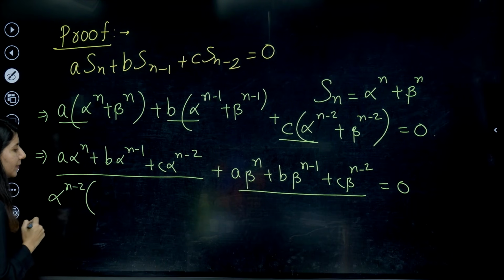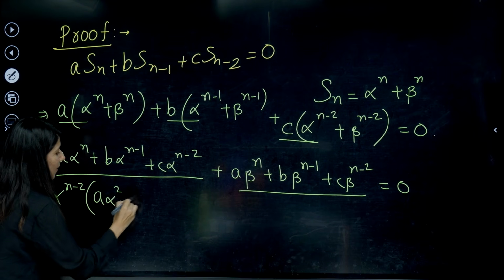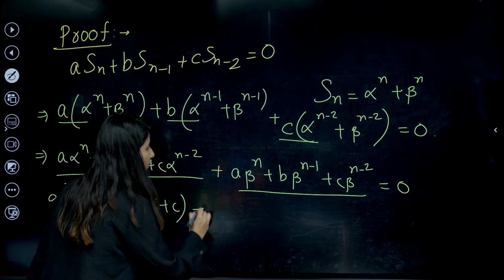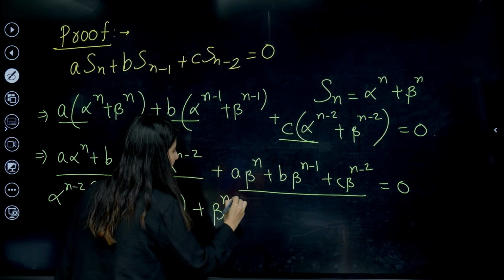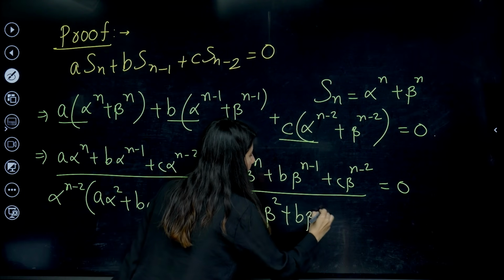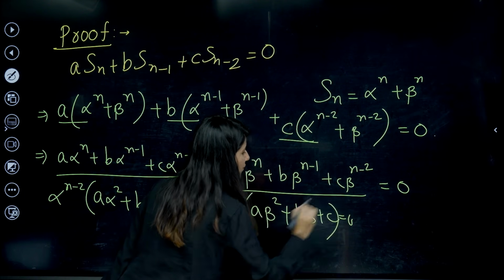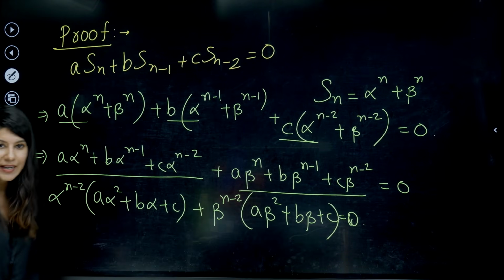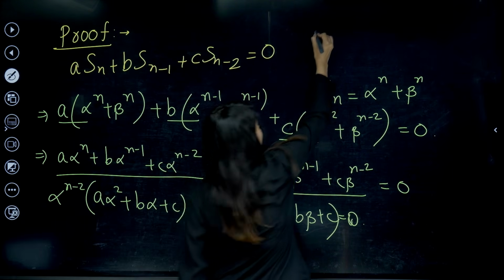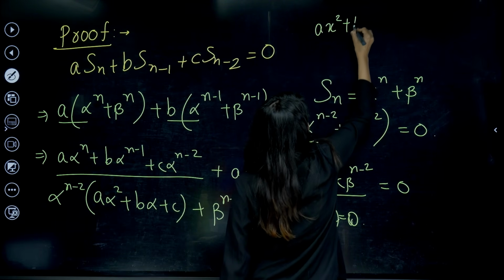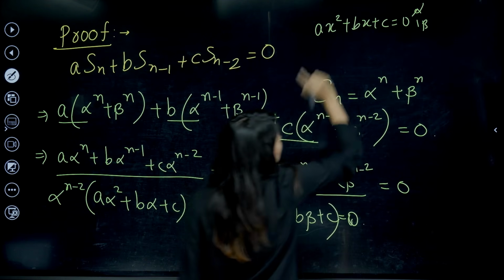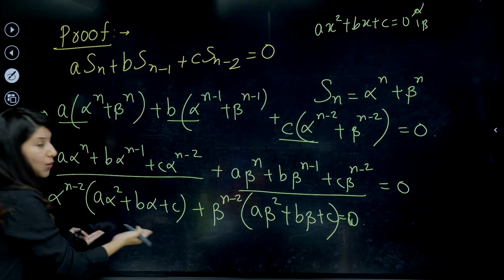Okay. So can I take alpha raised to power n minus 2 common? If I do that, what will be left? So a alpha square plus b alpha plus c, right? And over here, if I take beta raised to power n minus 2 common, again a beta square plus b beta plus c is equal to 0. That's what we need to prove, right? Now, can you see what your quadratic equation was, by the way? Your quadratic equation was this, whose roots were alpha and beta, right? If I put alpha, it will satisfy. That's what we did.